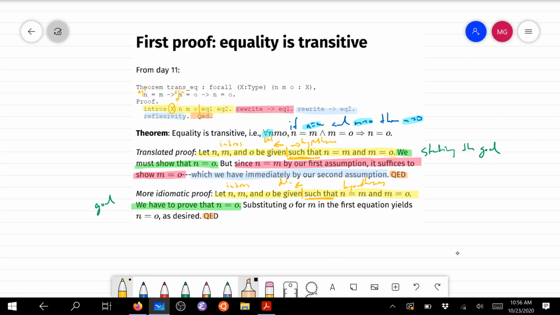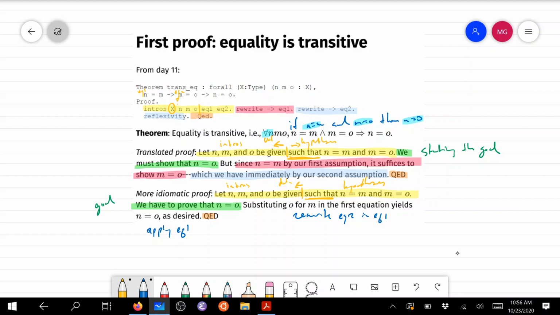Let's turn our attention to the more idiomatic proof. It says, okay, let N, M, O be given such that N equals M and M equals O. We have to prove that N equals O. Substituting O for M in the first equation, right? Why? So like if this corresponded to a tactic, it would be something like rewrite EQ2 in EQ1, and then this would be maybe apply EQ1. So that I think is a correspondence you could give.